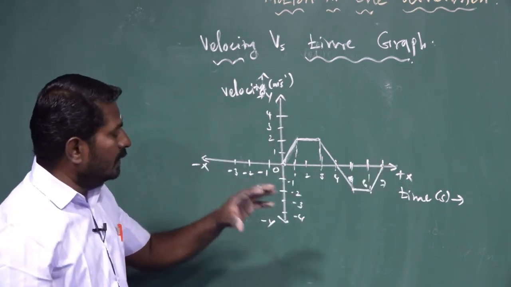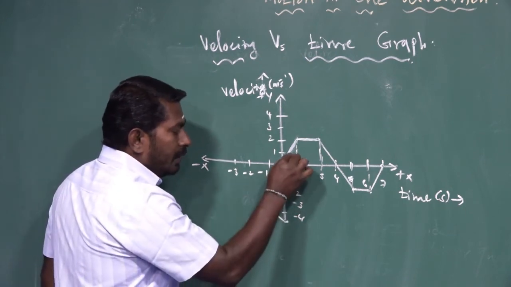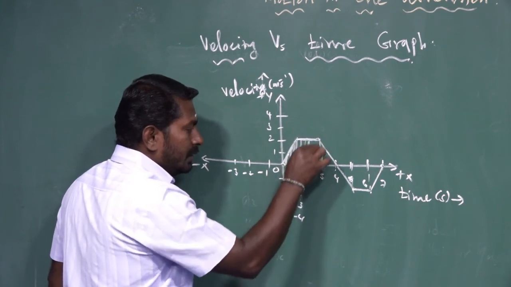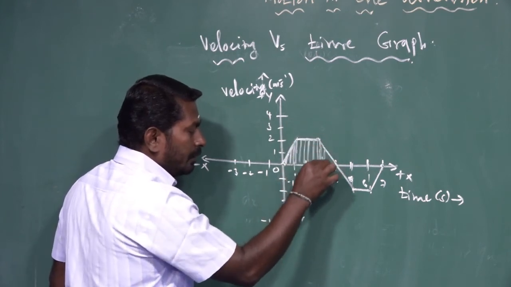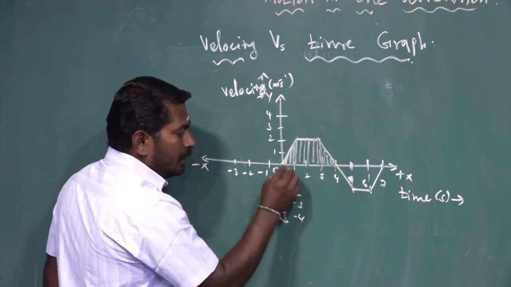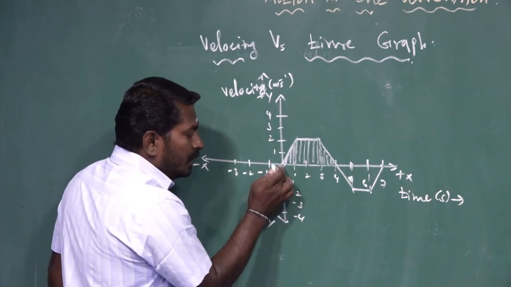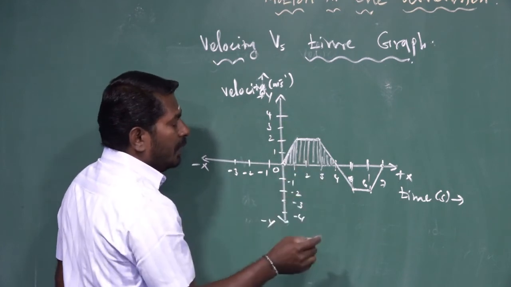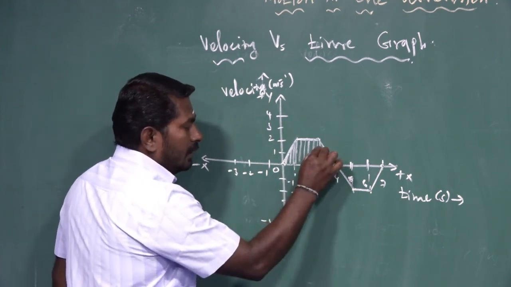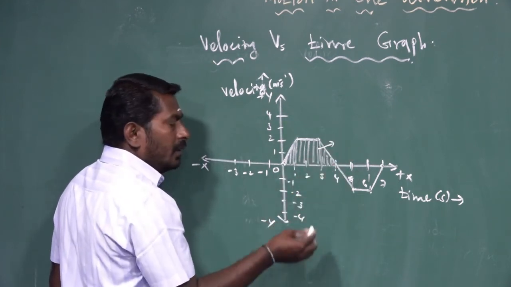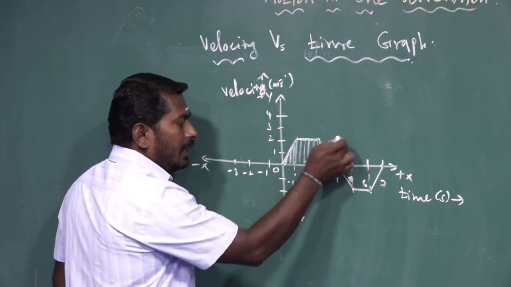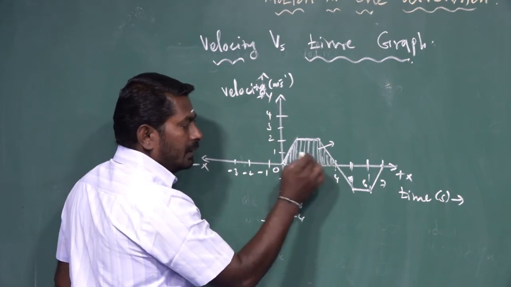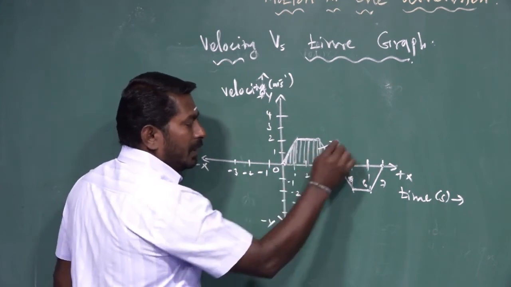So in the velocity versus time graph, the area under this curve gives the distance traveled by a body. So this is the area. From 0 second to 4th second, the distance traveled by a body can be calculated by measuring the area under this curve. From 0 second to 4th second, it is called positive displacement.